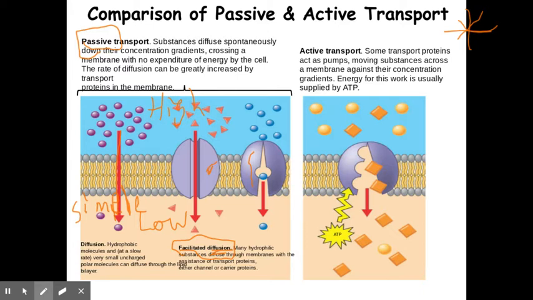Now on the right side here, we have active transport. Now what are we moving? In this case, we're moving the squares or the diamonds. And what we're moving, this is a low, and here we have a high. Now where are the molecules moving? They're moving in this direction. So they're moving against their concentration gradient, which is why we need this energy. In order to move against the concentration gradient, we need energy.